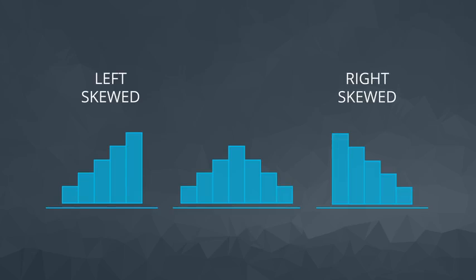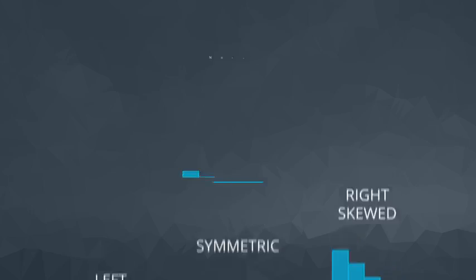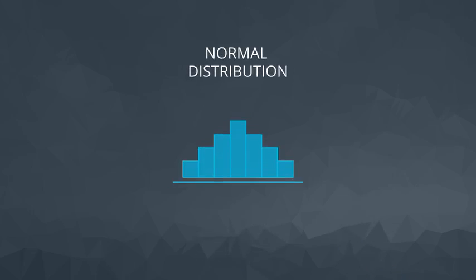Any distribution where you can draw a line down the middle and the right side mirrors the left side is considered symmetric. One of the most common symmetric distributions is known as a normal distribution, and it's also called the bell curve. The shape of the distribution can actually tell us a lot about the measures of center and spread.